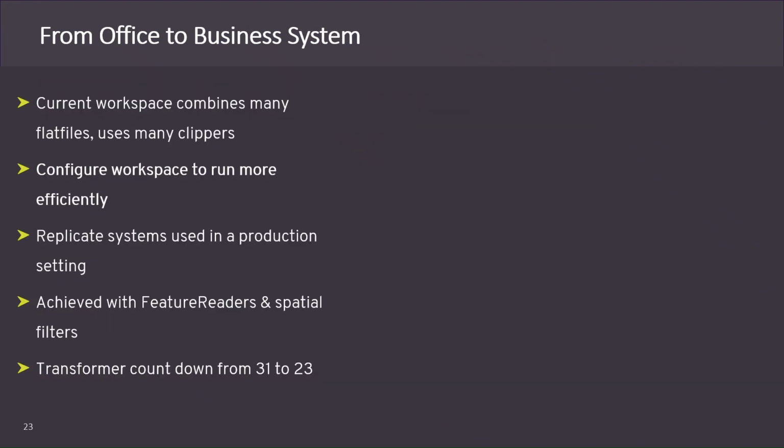I used that use case just now about the voting booths as the foundation to try and take this from a workspace that has a lot of flat files, uses a lot of clippers, as I've shown you, and make it a bit more production-like, for people in the audience if they were going to use or build something like what I'm showing. So I wanted to configure it to run more efficiently and use systems that would be used in a production environment. I was able to achieve this with spatial filters that are used on feature readers. And that process alone cut the transformer count down from 31 to 23.